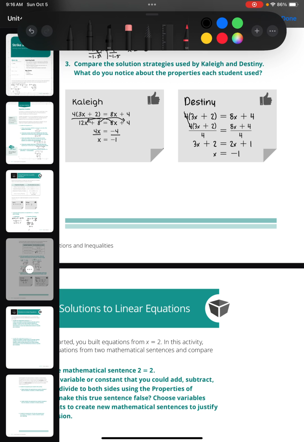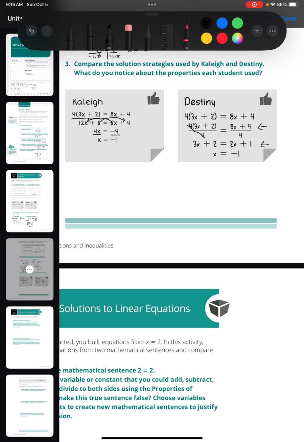I should have written it below there. She's canceling it with this 4. Canceled out that 4 on the left side where you didn't have to distribute, and then you could divide the 8x and the 4 on the right side here by 4, and that gave her the 2x plus 1. Okay, from there, she just used the subtraction property and then to end up with our x equals -1.